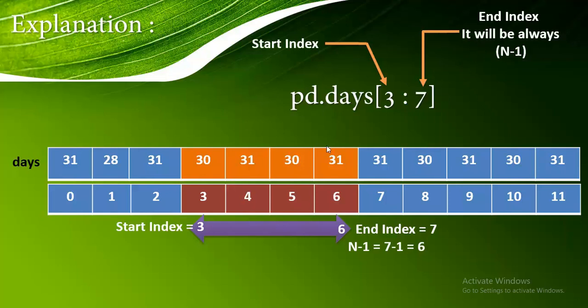Let's suppose that we have 3, this is the 3 index, means we will access the 30, and then 7 means n minus 1, means 6, that is the 31. Means we can access the data items 30, 31, 30 and 31. This is the group of data we can access with this range index. Is it okay? Means we can access a part of series by using this range index.